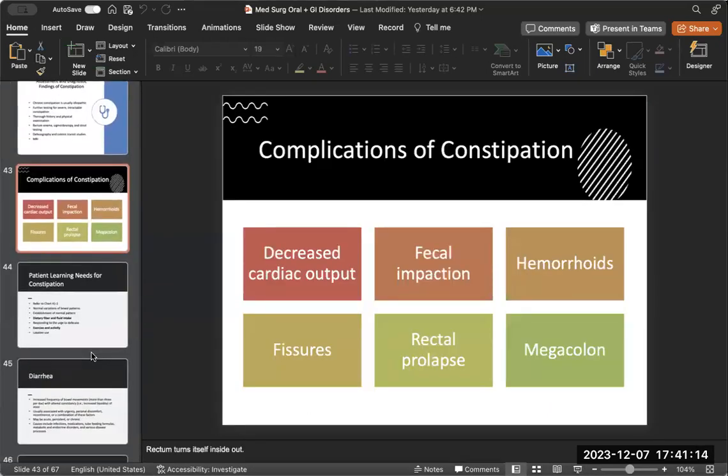So, what are some problems? Well, imagine if you're constipated, that means stool is building up in that colon, which means there might be problems, right? It might build up so much, there might be a lot of pressure in the colon, which can lead to decreased cardiac output because there's a lot of pressure on those tissues. Fecal impaction, where it's just like all the stool.